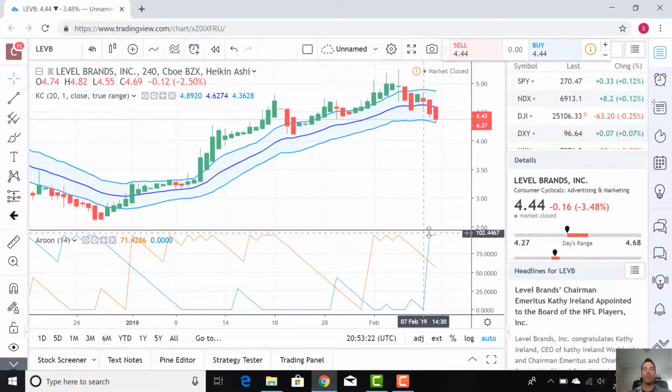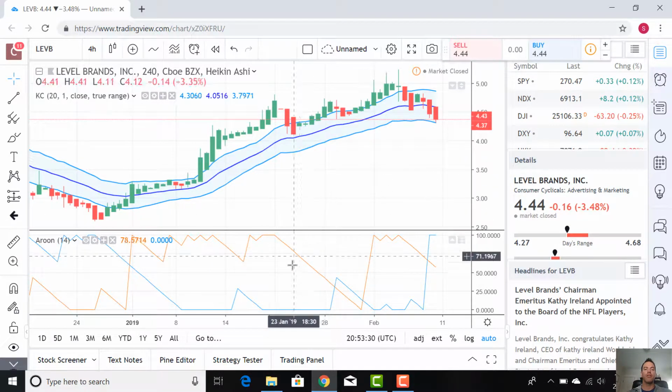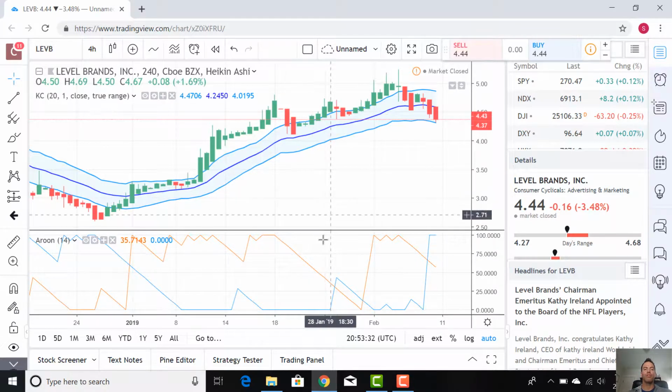And then another cross, a big one, really recently, February 8th, and look what happened. Exact same day, we had a cross in the Keltner channels. So this is another example of using two different indicators to back up a trend. If two things say the same, that's a good sign.